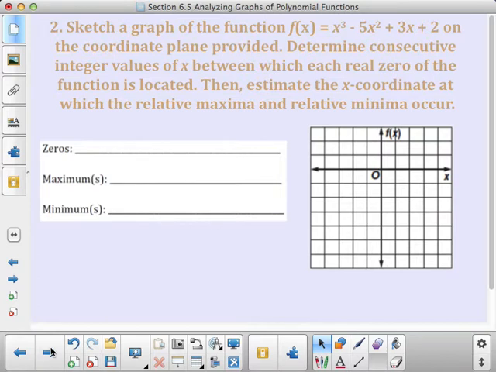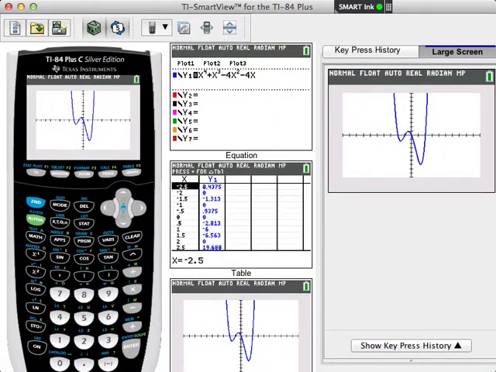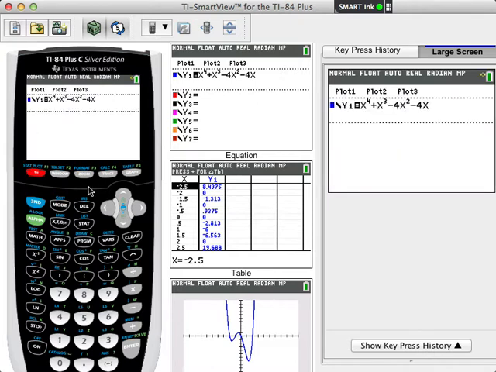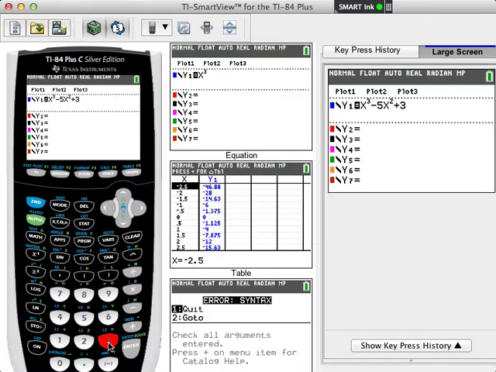So once again, we're going to go back to using our calculator. And like I said, if you have an Inspire, I would highly recommend pausing this, going and doing the video for that first so that you can follow along on your calculator. So I'm going to go ahead and clear this out. And so I have x to the third minus 5x squared plus 3x plus 2. Okay, and I'm going to go ahead and graph it.